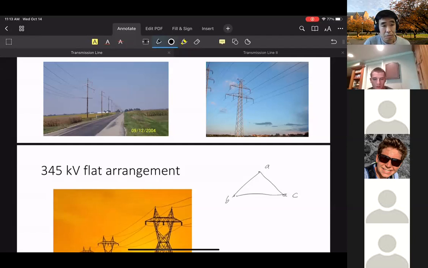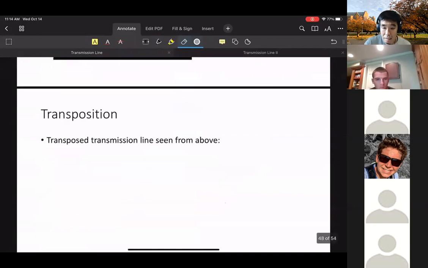So what we often want to do is make this more symmetrical. What we tend to do is the following thing with three faces. So when we have three faces, this is A, B, and C. If they first appear to be like this, what we do is something called a transposed transmission line. Basically, we'll switch them around such that A is not always far from C. If they start with this arrangement, A is close to B, B is close to C, but C is far away from A.